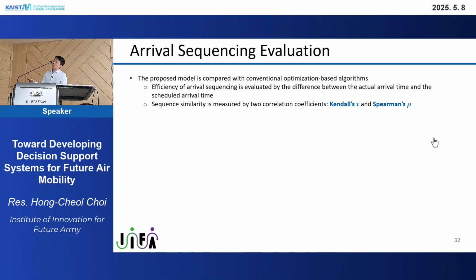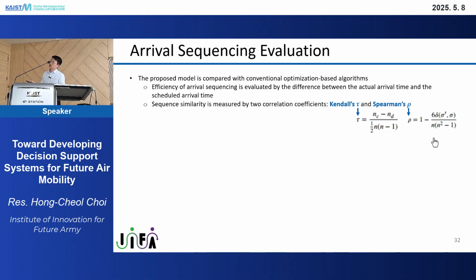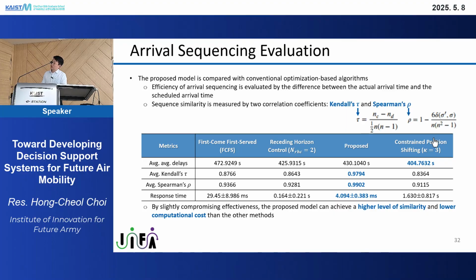And we can move on to the arrival sequencing evaluations. This is actually compared with the conventional optimization-based algorithms. For this arrival sequencing, we have one specific metric, that is the sequencing similarity to the actual air traffic controller's decisions. So here we use these 2 different rank correlation coefficients to measure how similar each sequence is to the actual one. These 2 are rank coefficient metrics, and here is the result.